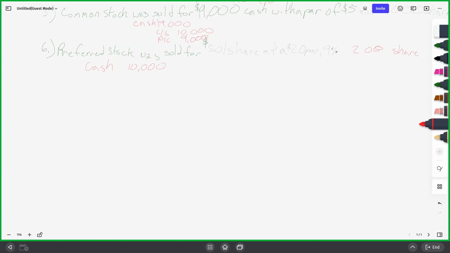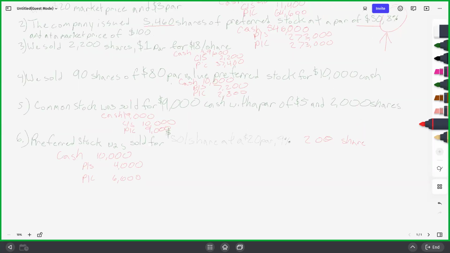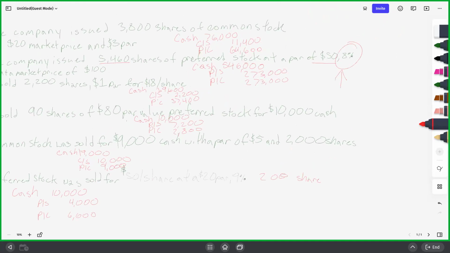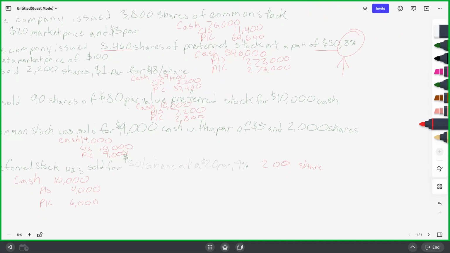Preferred stock, how much? What was that? 4,000. Our pick will be 6,000. Besides my own mistakes, anyone have any questions about any of this? Or is this all kind of making sense? I know you said this earlier, but the percent you would ignore in every question. Yes. The big thing you're going to have to deal with percent is finding out the dividends. So actually, let's figure out the dividends for some of these preferred stocks. This is a great segue.